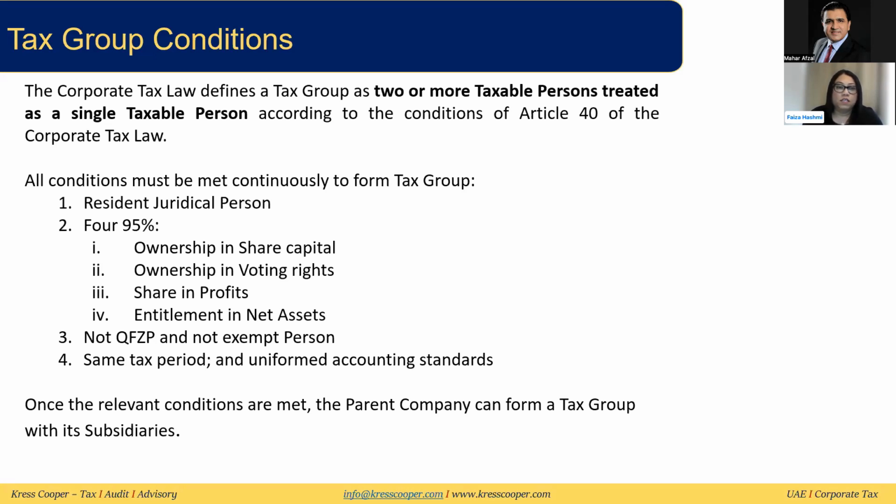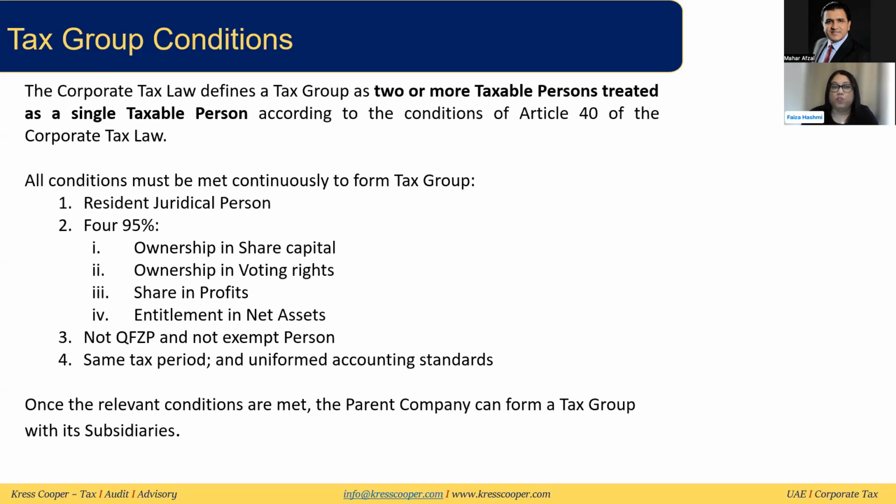So what are these conditions? The conditions that Article 40 talks about are that the parent and the subsidiary should be resident juridical persons. When we say resident, we mean that they should be resident in the UAE. So both companies need to be resident in the UAE. For that, we mean they either need to be incorporated in the UAE, or if they are incorporated outside of the UAE, they might be managed and controlled from the UAE, or under a double tax treaty, if one exists between the two countries where the companies are incorporated, they need to be resident in the UAE under the rules of that double tax treaty. Then they will be called resident in the UAE.